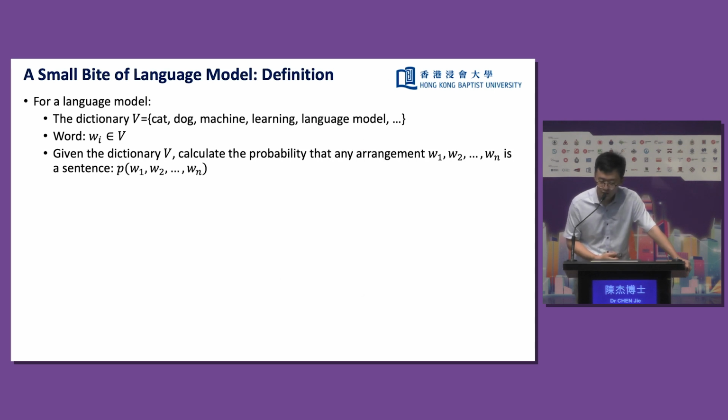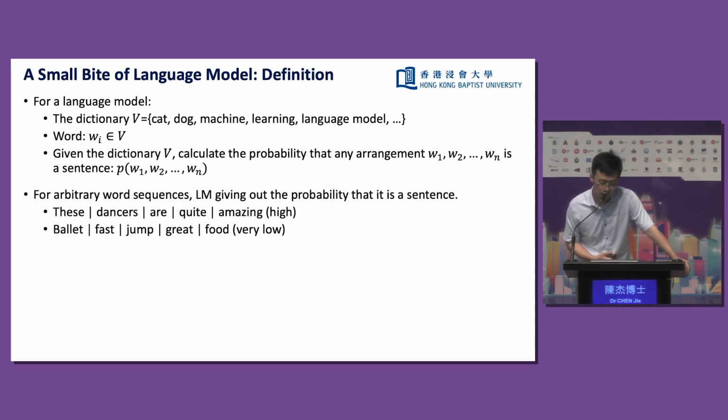And then, given this dictionary, we will be able to model the probability of a certain arrangement of words being an actual sensible sentence, right? For the words, you cannot just randomly pick some and concatenate them together and think this has meaning. No, right? A language model will try to figure out what kind of combination makes sense.